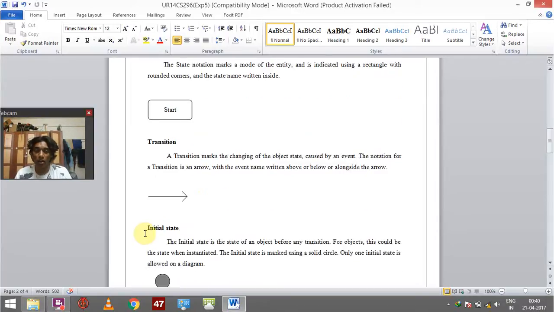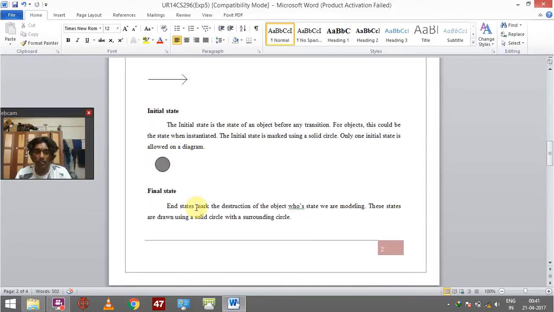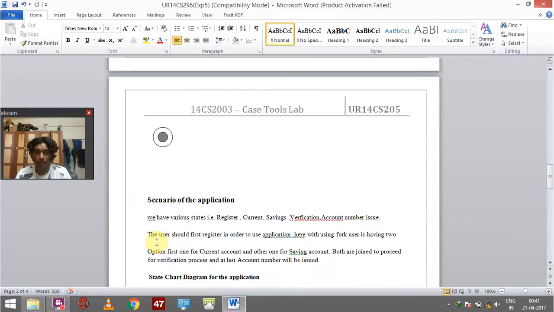Now a transition is how an operation moves from one state to another, caused by an event. The transition is represented by an arrow, and the initial state is defined from where the process has been initiated. For example, when we drive a car, we start the car, so that will be the initial state, and the final state will be when the petrol is over.